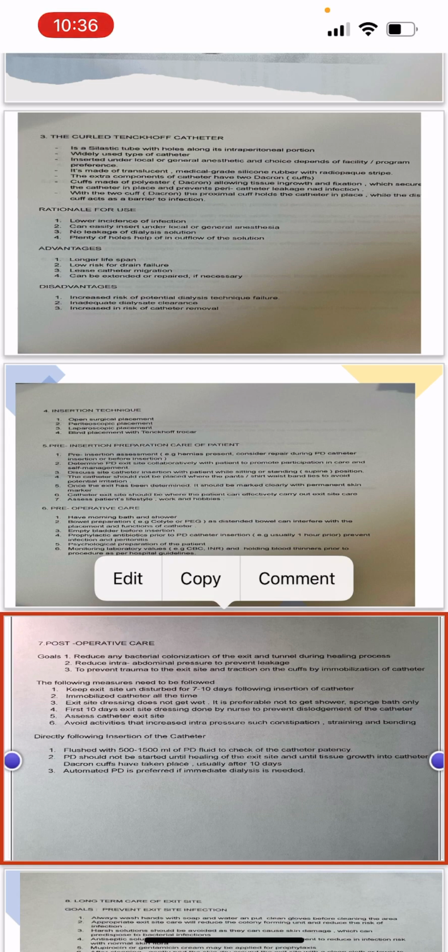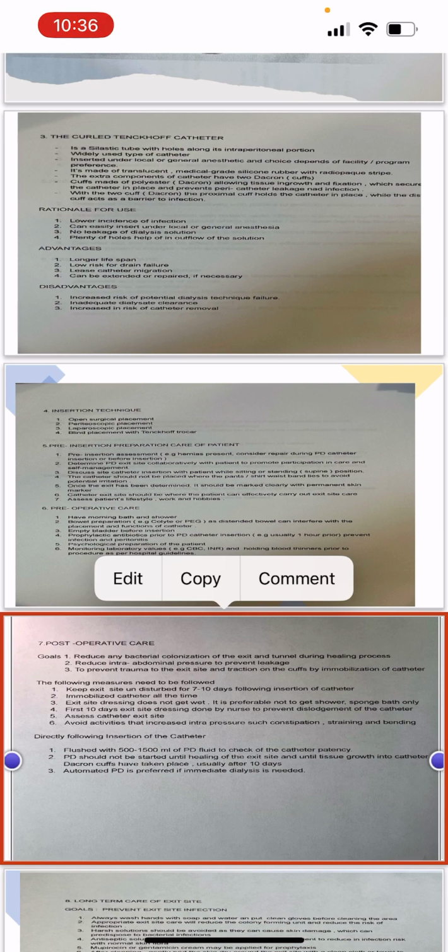We have to immobilize it all the time so the exit site dressing does not get wet. You have to do only sponge baths. For the first 10 days, exit site dressing is done by the nurse to prevent dislodgement of the catheter. We also have to assess the catheter exit site every time we do the dressing, and avoid activities that increase intra-abdominal pressure, such as constipation, straining, and bending.